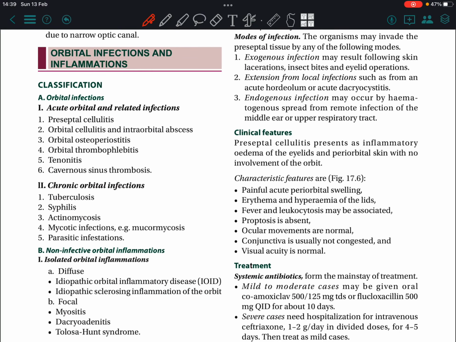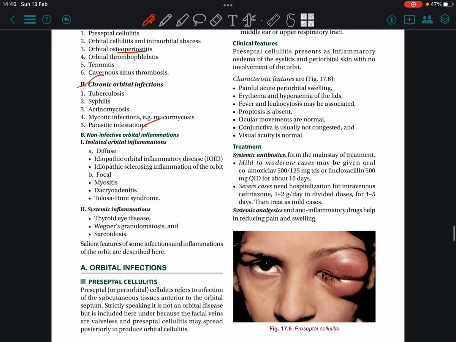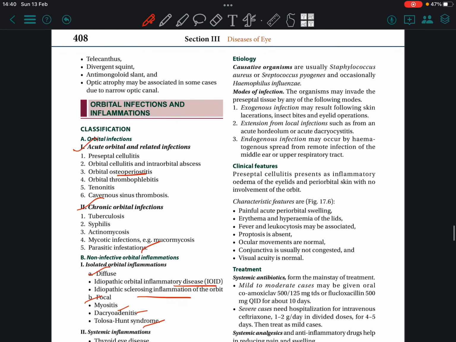Orbital infection and inflammation. Infective: acute preseptal cellulitis, orbital cellulitis, orbital osteomyelitis, chronic orbital tuberculosis, syphilis, actinomycosis, mycotic infection, mucormycosis, parasitic infections. Non-infective: isolated or systemic, isolated diffuse or focal, diffuse idiopathic orbital inflammatory disease, idiopathic sclerosing inflammation of orbit, focal myositis, dacryoadenitis, Tolosa-Hunt syndrome, systemic inflammation. Then preseptal cellulitis.